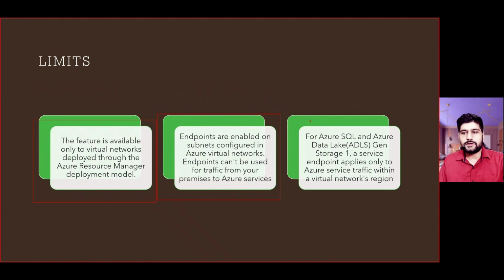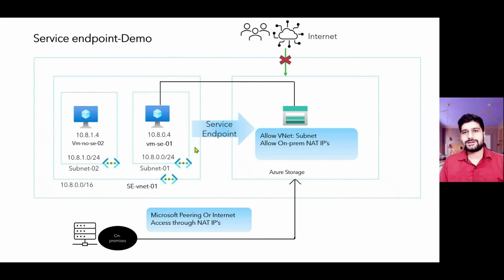And for certain services like Azure SQL Database and Azure Data Lake Storage Generation 1, this service endpoint has to be deployed in the same region where your virtual network is located. So if your virtual network is located in East US, you have to deploy this service in the same region as well. So we have all of these limits also there in this service. You can also see all the other limits in Microsoft documentation as well. Now talking about a demo.